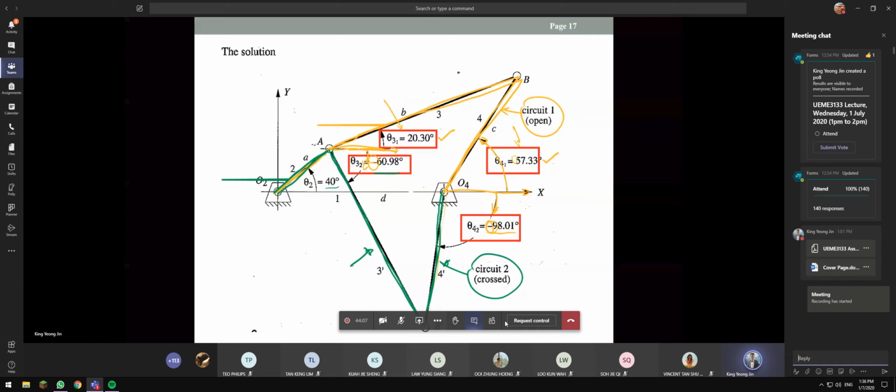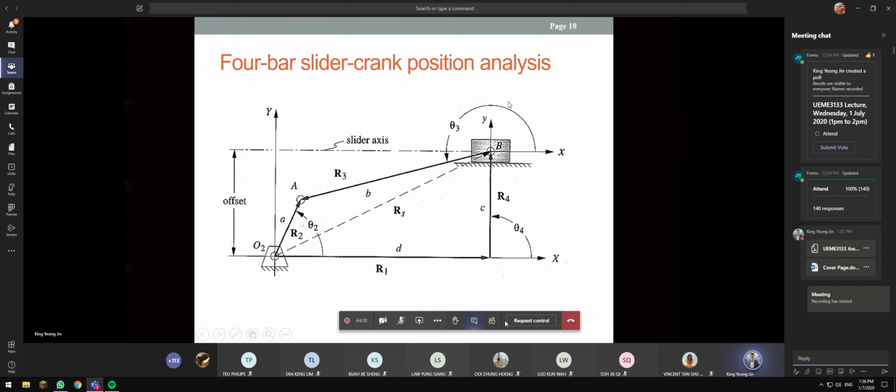Okay, this one is a 4-bar linkage. So what happens if we are in the 4-bar slider? You can see that in the 4-bar slider, we still have the link 2 here. We still have the link 2, and then link 3. But then our link 4 is here. This is my link 4. So the sliding block is my link 4.